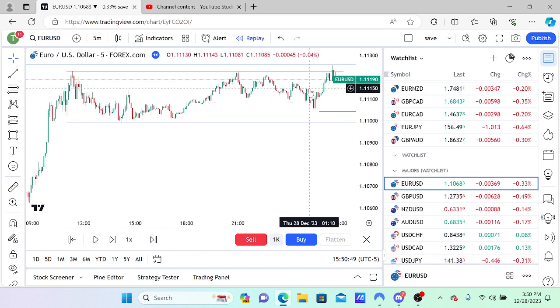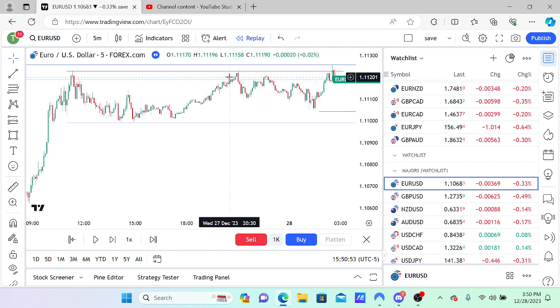And then we simply look above and we identify the next key liquidity pool. We have equal highs up above. Trade idea. It's that simple. Now we're going to go a little bit deeper into it, of course. But that's a very good example of how to use liquidity and how to identify the draw.